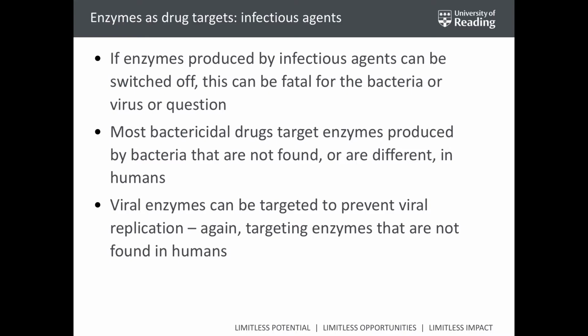So one of the key things to think about, and here I'll start talking about some of the examples of enzyme inhibitors that are used in clinical practice. The example that I'll start with are enzymes targeting infectious agents, most notably bacteria and viruses. So if an enzyme produced by an infectious agent can be switched off, inhibited in some way, shape or form, this can be fatal for the bacteria or virus in question. And if you're trying to prevent a viral infection or a bacterial infection, then clearly having a bactericidal or virucidal impact is a very good outcome.